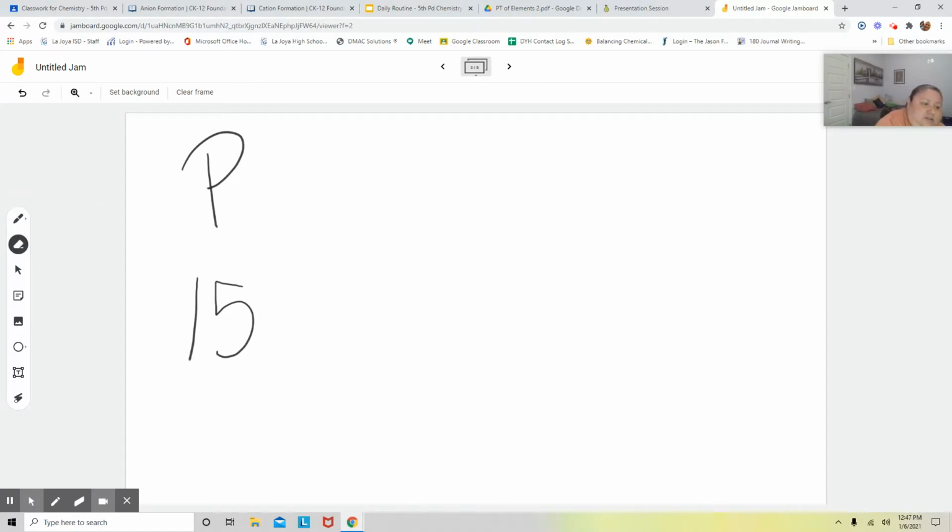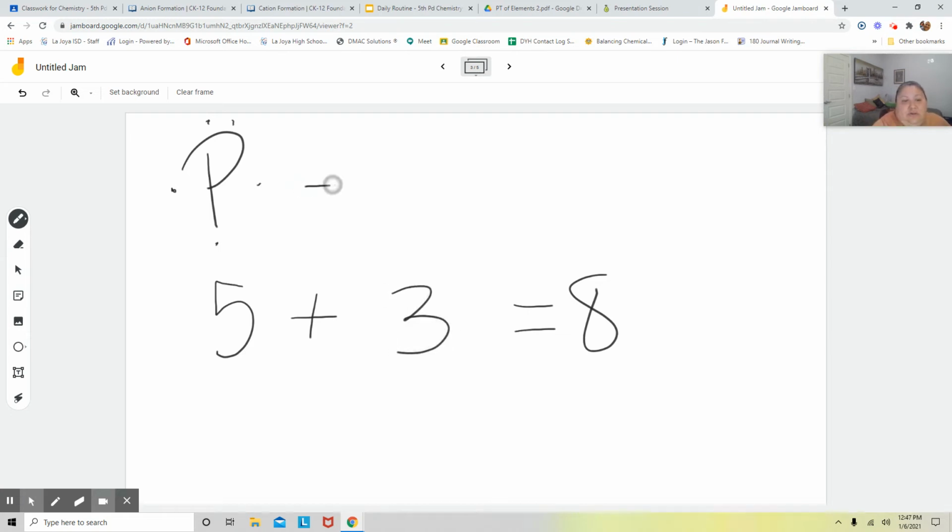Yes, sir. Okay, so now I take off the 1 because that is what we do. We got 5 valence electrons. What do I need to do in order to get my octet? Yes, sir. We're going to gain 3 electrons. So my question to you, what's my charge? -3. Yes, sir.